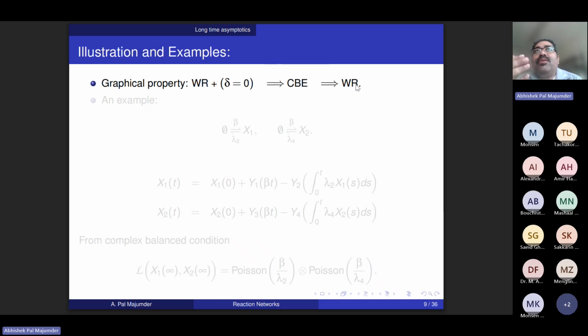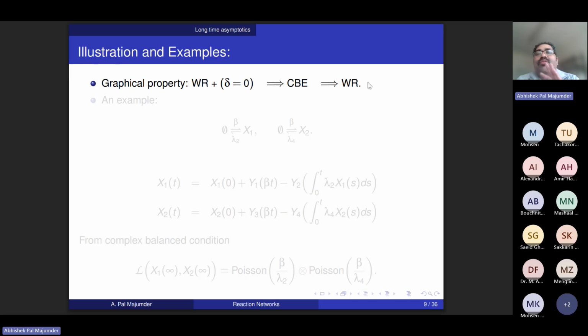And if that property holds for all complexes, then the reaction network is considered to be weakly reversible. There are some results that show that complex balance equilibrium implies weakly reversible, and weakly reversibility plus another property called deficiency equal to zero, which I'm not defining, also implies that the network contains a complex balance equilibrium.